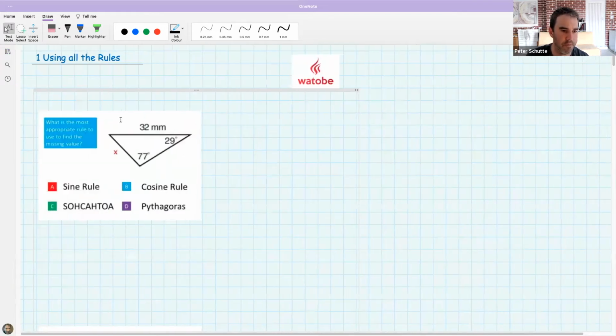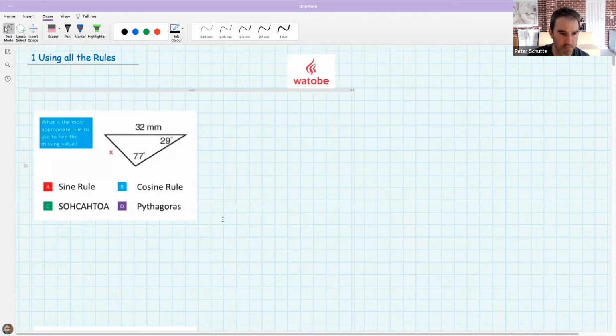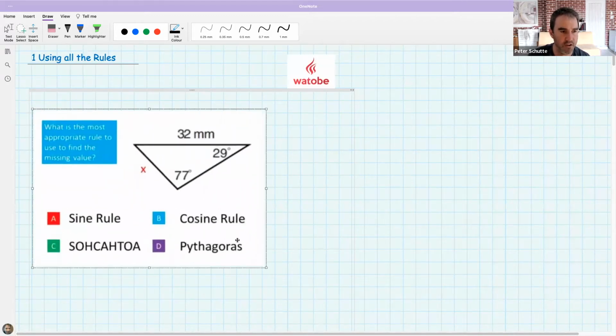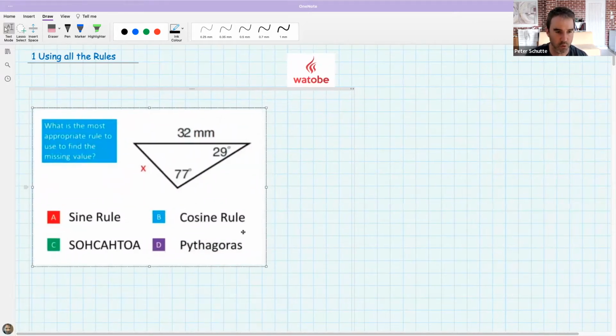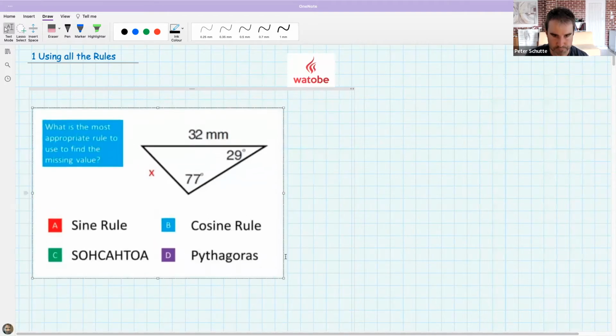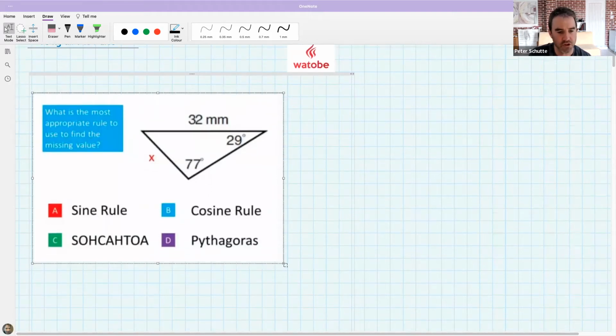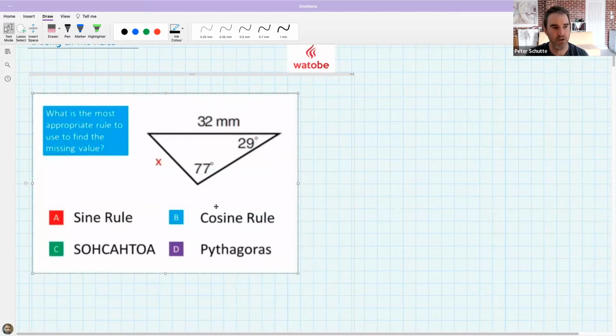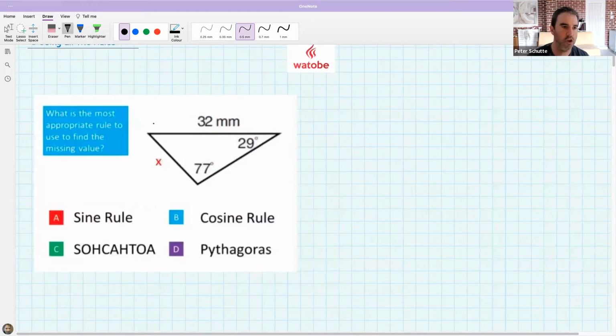We're going to start with a multiple choice question, and try to figure out which of the rules we would use. Looking at the chat, I'm seeing it's about half and half: half the students have seen all the rules, about half of them haven't. Okay, let's try and answer this multiple choice question. You need to decide which tool would be most helpful for finding the side over here called X.